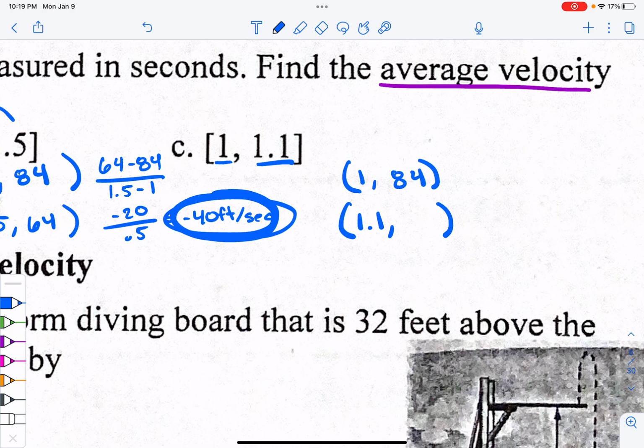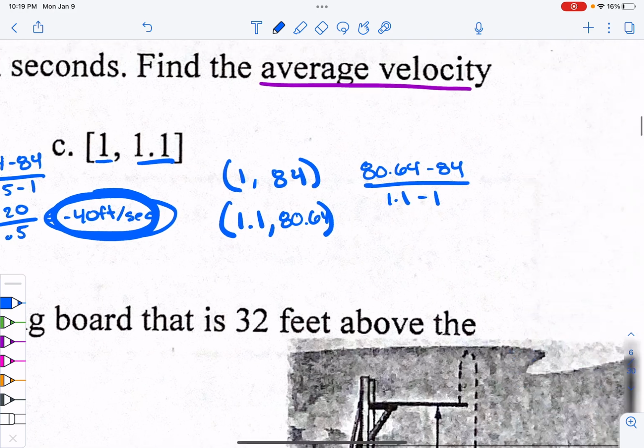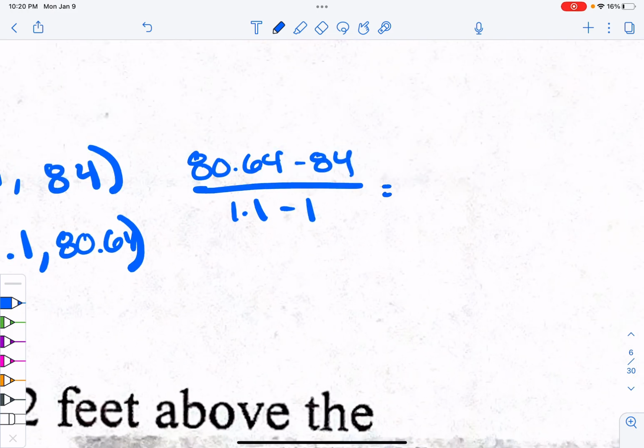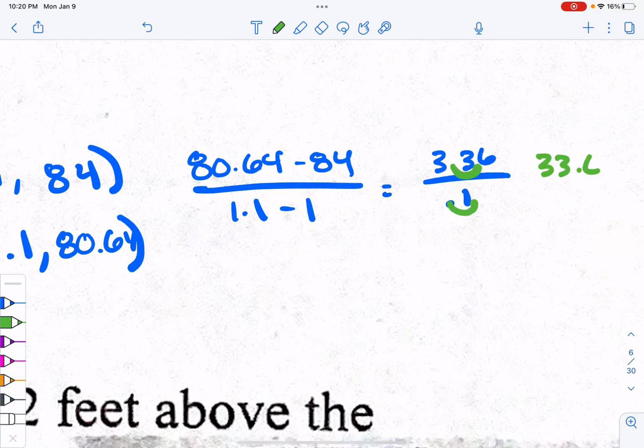All right, so 1 we said was at 84. Now let me figure out what 1.1 is. Okay, I got 80.64. Okay, so 80.64 minus 84 over 1.1 minus 1. Okay, so I get 3.36 over just 0.1. Okay. And one thing you can do is, rather than actually dividing that out in your calculator, just move the decimal one place. So this is 33.6 over 1, or just 33.6 feet per second.